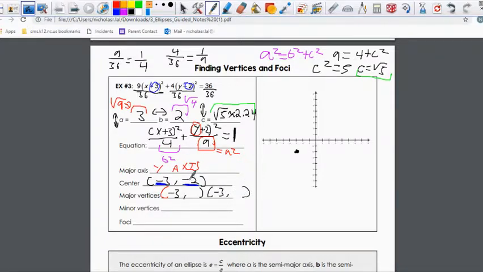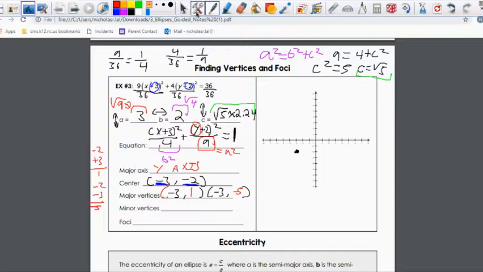And we're going to have to take our -2 and add and subtract a. So those major vertices will be -2 plus 3 and -2 minus 3. So the major vertices will be (-3, 1) and (-3, -5). And we get that 1 and that -5 by doing -2 plus 3, that's going to be 1, and -2 minus 3, that's going to be equal to -5. So that's the scratch work on the left, okay?